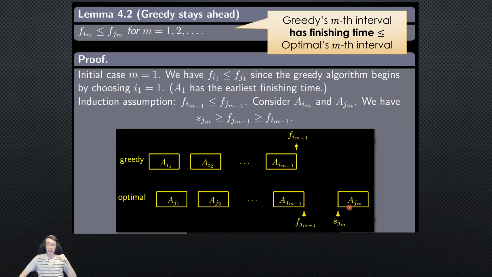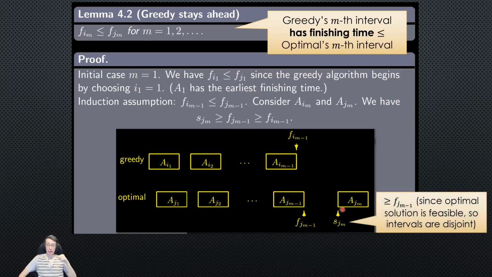Well, if you look at A_J_m, it starts, of course, since this is a feasible solution, after A_J_(m-1) finishes. These have to be disjoint in order for this to be a feasible solution, and you better believe the optimal solution is feasible. So we have s(J_m) is greater than or equal to f(J_(m-1)). And of course, by the inductive hypothesis, we have f(J_(m-1)) is greater than or equal to f(I_(m-1)). So we have the start time of this interval is greater than or equal to the finish time of this interval chosen by greedy.